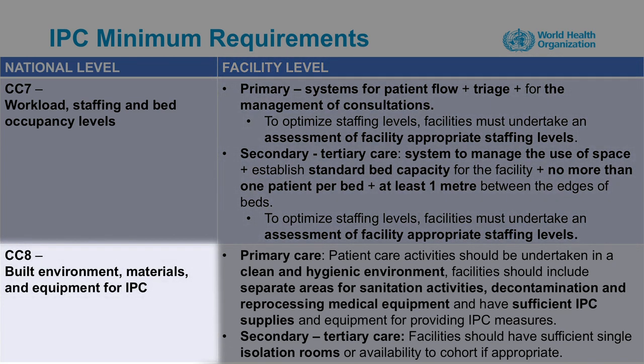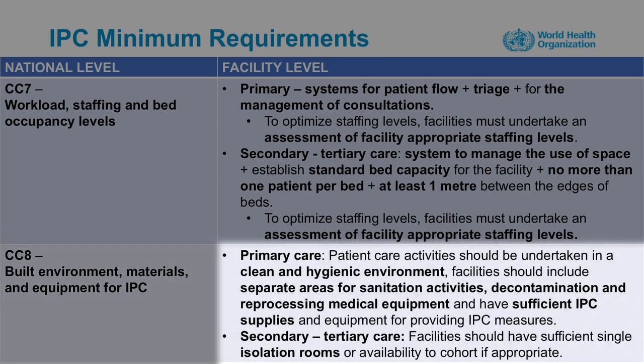Core component number 8 refers to the built environment, the materials, and the equipment necessary for IPC programs. At the facility level, for patient care, this refers to patient care activities that should be undertaken in a clean and hygienic environment. Facilities should include separate areas for sanitation activities, decontamination and reprocessing of medical equipment, and have sufficient IPC supplies and equipment for providing IPC measures. At the secondary and tertiary care level, facilities should have sufficient single isolation rooms or the ability to cohort if appropriate.